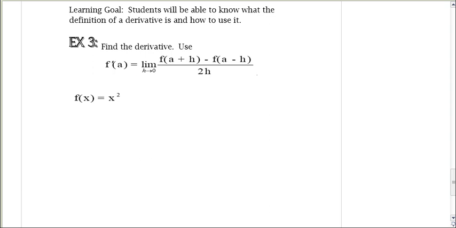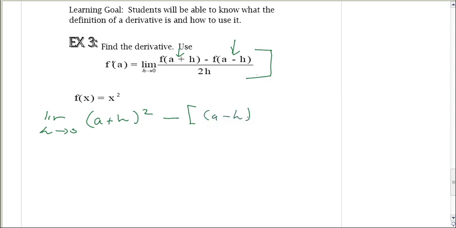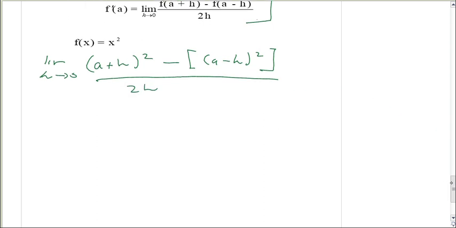Okay, let's take a look at the third case here. Let me grab a different color here, green. Okay, so this one's a little bit more work. That's why we don't use it as much. But let's give it a try. Limit as h approaches 0. Everywhere I see an x, I'm going to put a plus h. So this is going to be a plus h squared into the function. Minus, and I'm going to put a grouping symbol here. Everywhere I see an x in the function, I'm going to put a minus h. So a minus h all squared all over 2h. I know this looks scary and looks like a mess, but don't worry. I'll guide you through it.